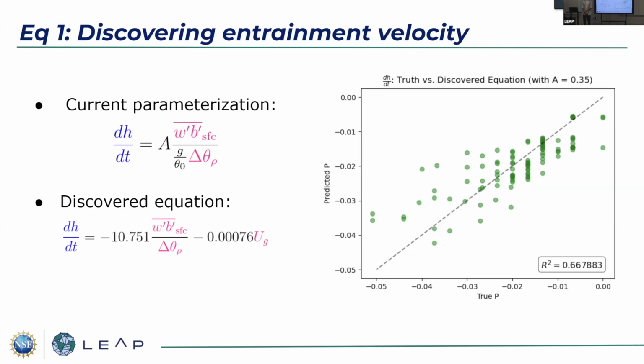Times the ratio that we wanted minus this extra term. And this extra term is some constant times the imposed horizontal wind. And we think that that implies that the horizontal wind has something to do with mixing in the boundary layer. And that's also something that modifies the height of the boundary layer over time.